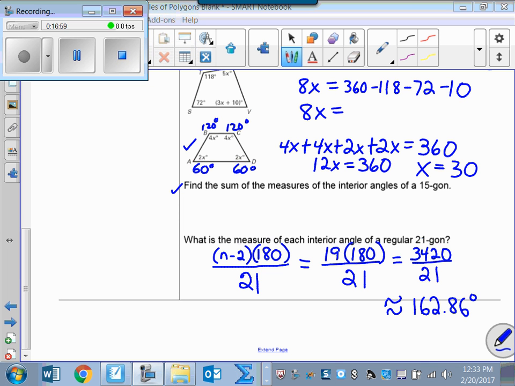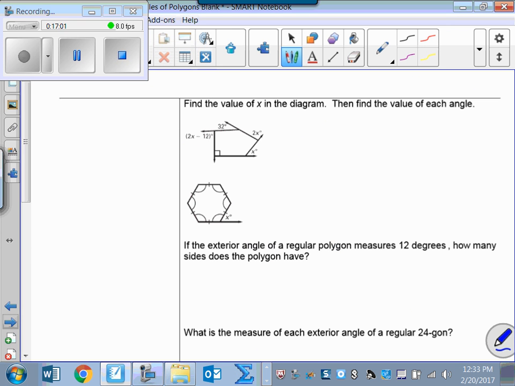Let's see what's next here. Find the value of x in the diagram. Okay, now we're looking at exterior angles. So let's see, we know the sum is going to be 360 no matter how many sides. So we got 32 plus 2x plus x. This one here is 90. Don't forget that one. Plus 90 plus 2x minus 12 equals 360.